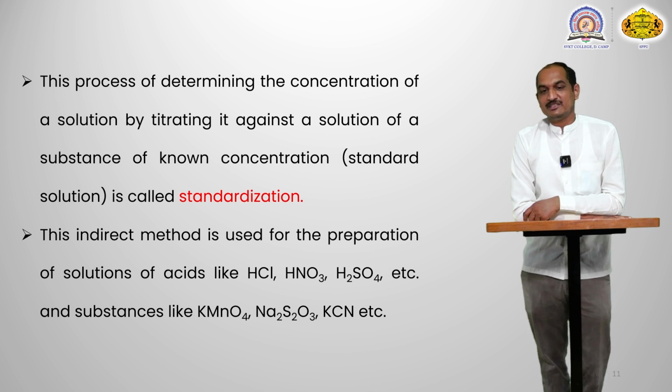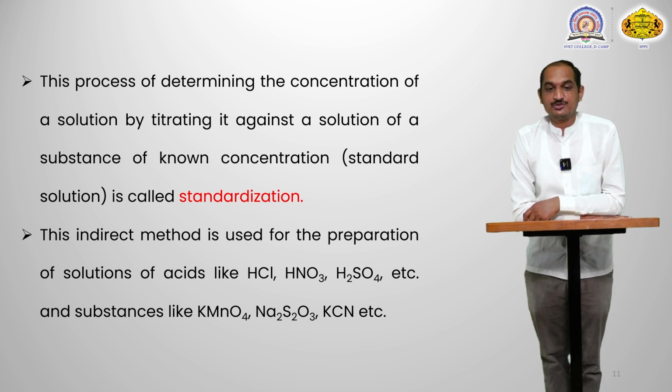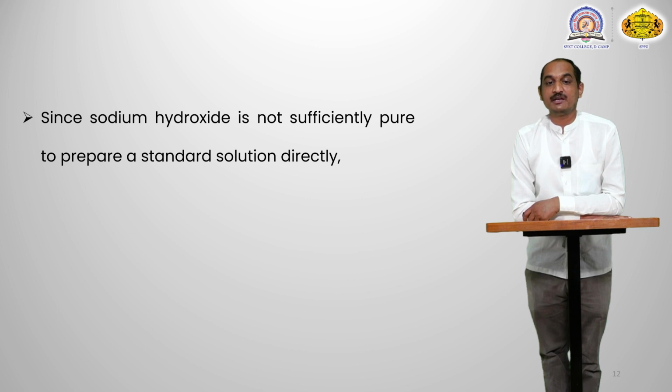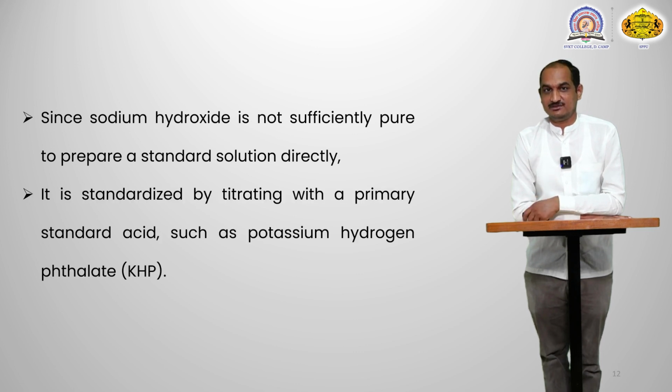This indirect method is used for the preparation of solutions of acids like HCl, HNO3, H2SO4, etc. and substances like KMnO4, Na2S2O3 and KCN. Since sodium hydroxide NaOH is not sufficiently pure to prepare a standard solution directly, it is standardized by titrating with a primary standard acid such as potassium hydrogen phthalate.